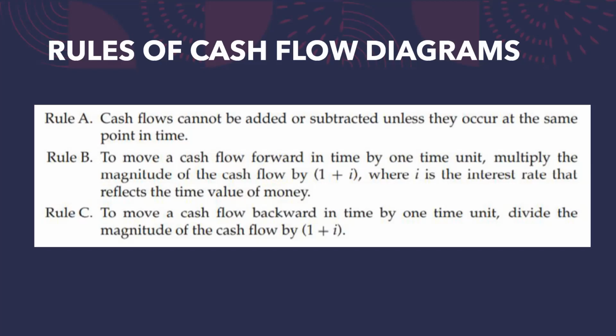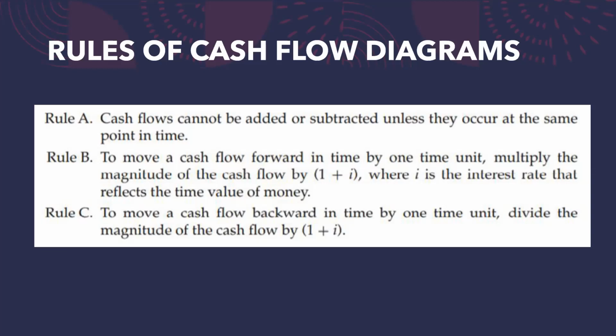Rule B is to move a cash flow forward in time by one time unit. It can be a year, a month, or a quarter. Multiply the magnitude of the cash flow by 1 plus i, where i represents the interest rate. This interest rate simply reflects the time value of money. We learned that any amount of money, for example $1,000 today, will not be equal to $1,000 tomorrow, because the time value of money changes. So to move a cash flow forward in time by one time unit, we multiply the magnitude of the cash flow by 1 plus i, where i is the interest rate.